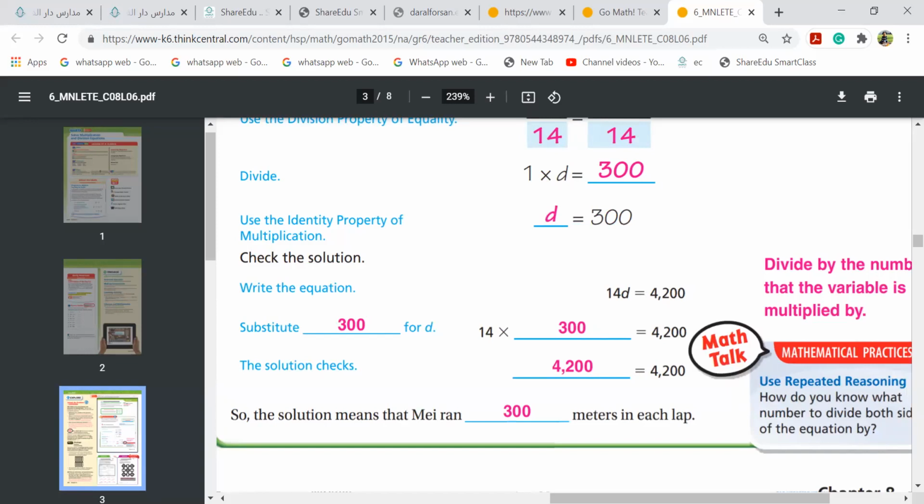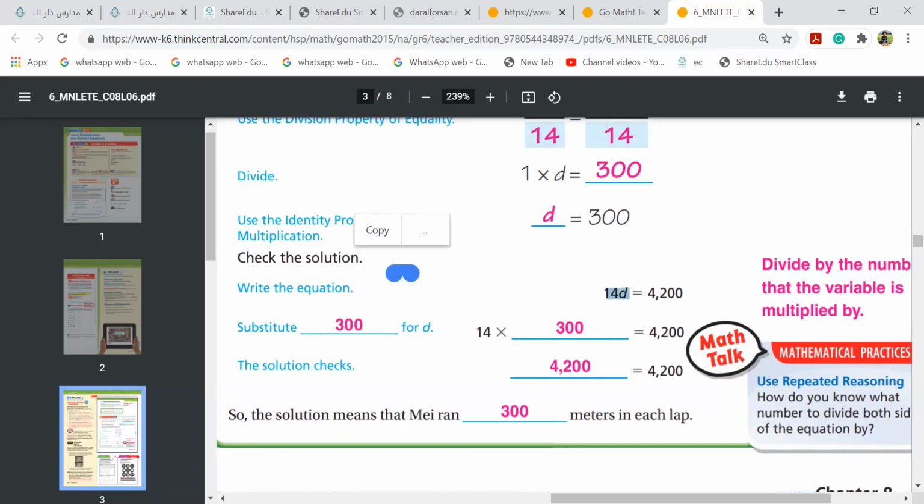For checking the solution, you need to substitute D. Like, see, you got D 300. So I put D here and check. 14 times 300, is it 4,200? Yes, so that means my answer is correct.